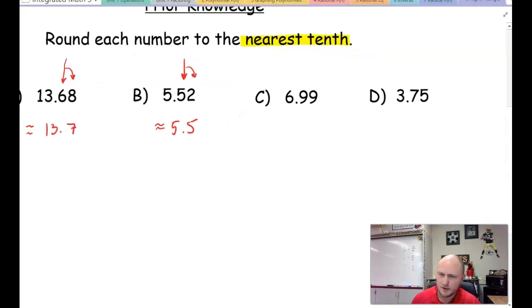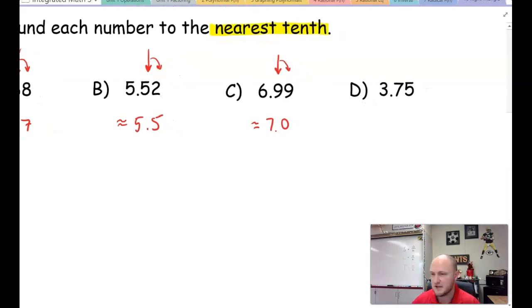C can get a little tricky. C is tricky because I'm rounding to the nearest tenths. And I'm going to look next door. 9 is obviously 5 or more, so I'm going to up the score on the 9. And the next value would be a 0. Well, if I bump up the 9 in the tenths place, I also have to bump up the ones place. So we go from 6.99 to 7.0. So I'm going to up the 9 to a 0, but I also have to bump the 6 to a 7. All right, go ahead, try D really quickly.